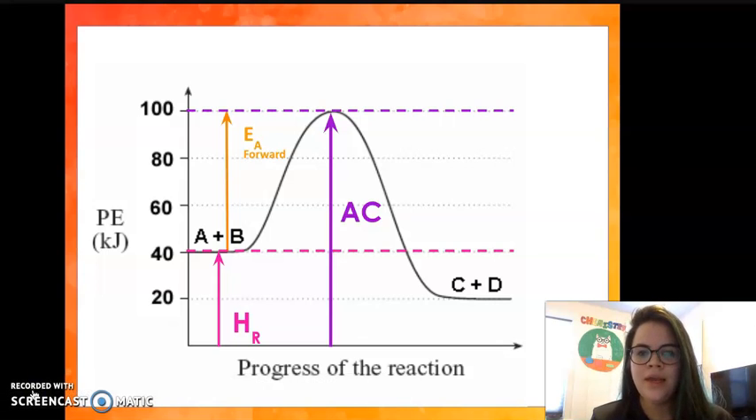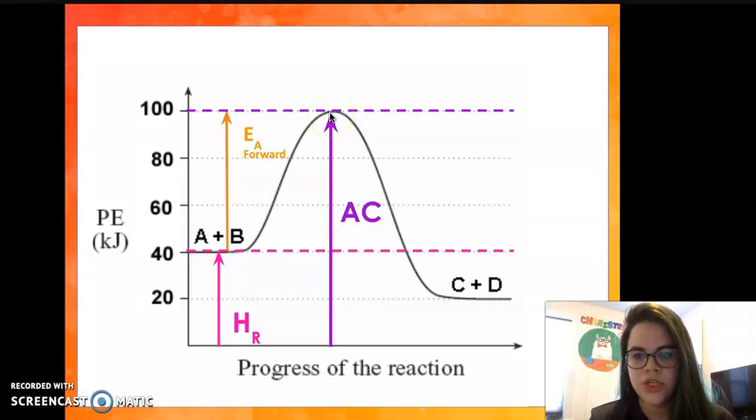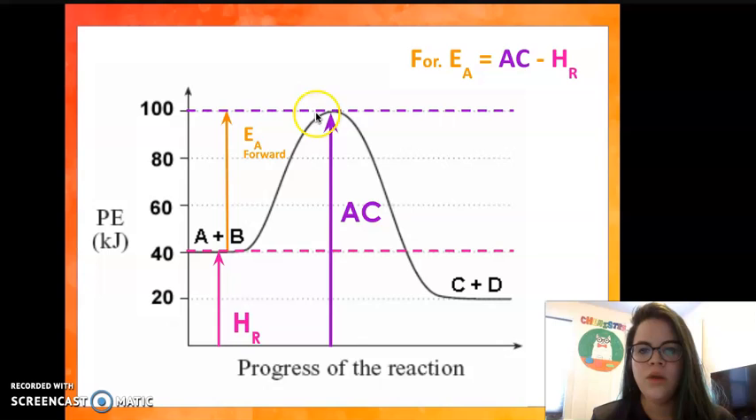And to calculate it, basically you're going to do the difference. We know we're starting at 40, and for this graph we want to get all the way up to 100. So for us, our forward activation energy is going to be the difference, 100 minus 40, to give us 60 kilojoules of energy. Okay, when we are doing activation energies, they will always be positive, so you can always do this top number minus your starting point.